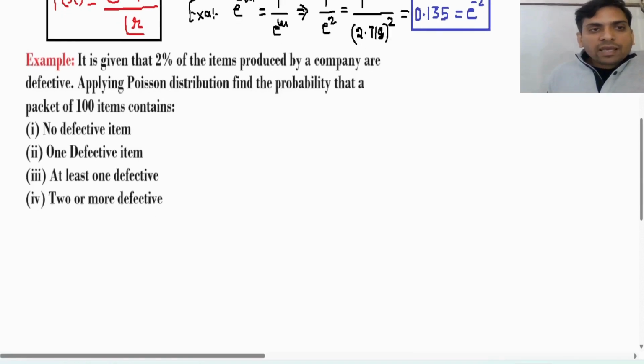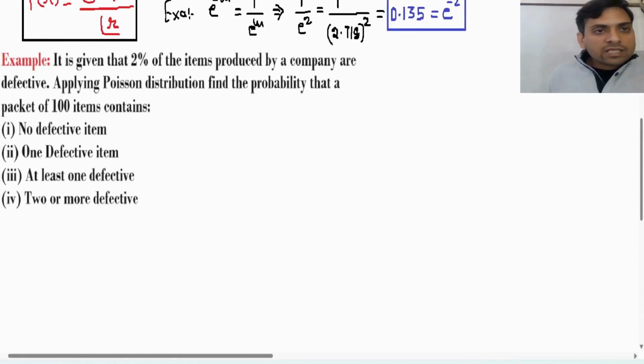Okay, so in this case, the question is, it is given that 2% of the items produced by a company are defective. This means what? 2% of items produced by a company are defective means what? Out of 100%, 2% are defective. This means the rest are non-defective, or we can say fresh. This means fresh product is 98% and defective products are 2%.